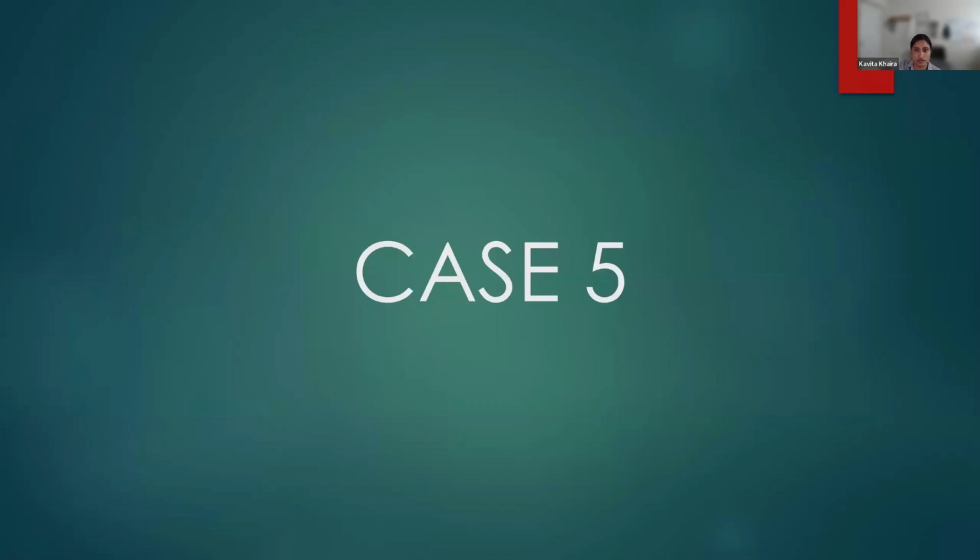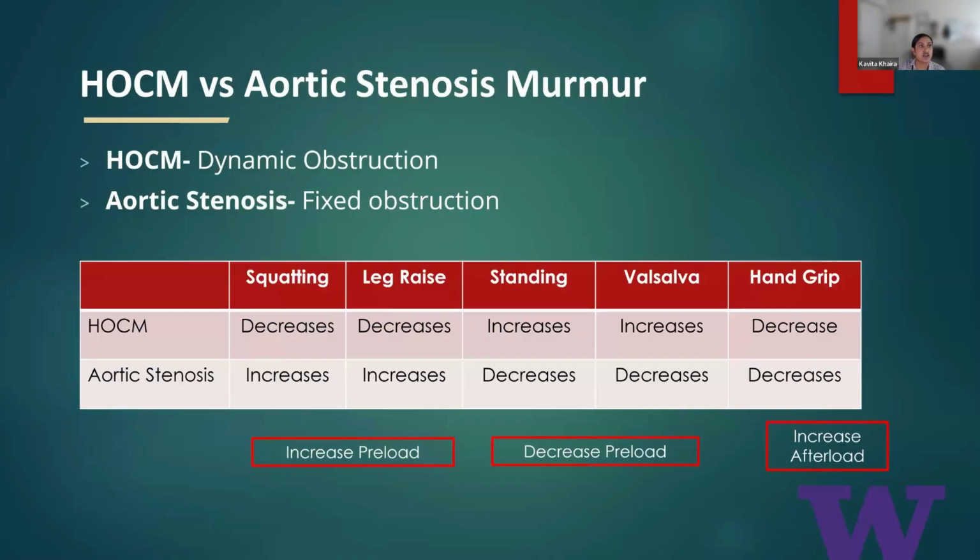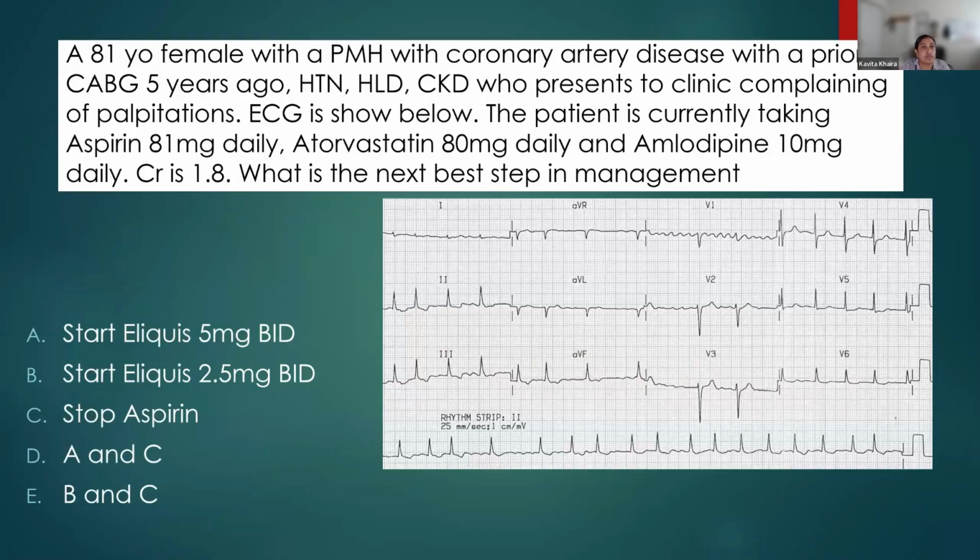All right, okay, next case. An 81-year-old female with a past medical history of coronary artery disease with a prior CABG 5 years ago, hypertension, hyperlipidemia, CKD, presents to clinic complaining of palpitations. EKG is shown below. The patient is currently taking aspirin 81 milligrams daily, atorvastatin 80 milligrams daily, and amlodipine 10 milligrams daily. The creatinine is 1.8. What is the next best step in management? Is it A, start Eliquis 5 milligrams BID? B, start Eliquis 2.5 milligrams BID? C, stop aspirin? D, A and C, or E, B and C?